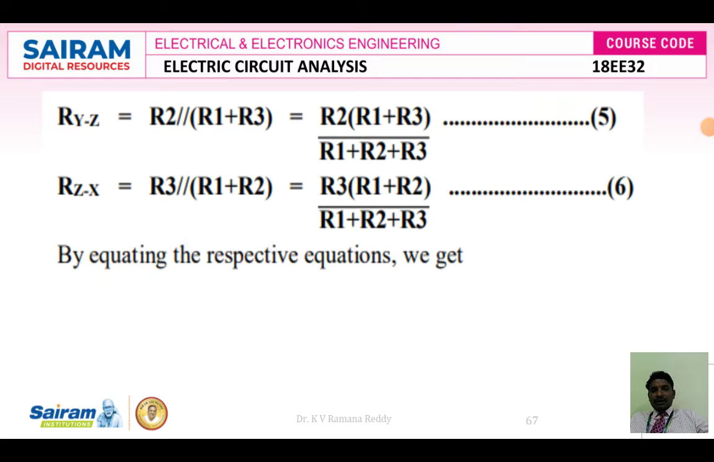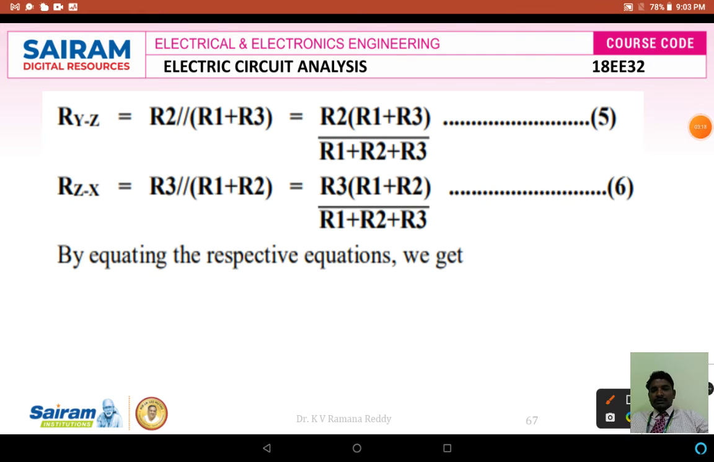Now similarly, we wrote the formula for Rxy. The similar formula for Ryz is where R2 is parallel with R1 plus R3, and it is equal to R2 of R1 plus R3 divided by R1 plus R2 plus R3. Make it equation number 5. Similarly, what is the resistance of Rzx, where R3 is parallel with R1 plus R2. Therefore, R3 into R1 plus R2 divided by R1 plus R2 plus R3. Make it equation number 6.